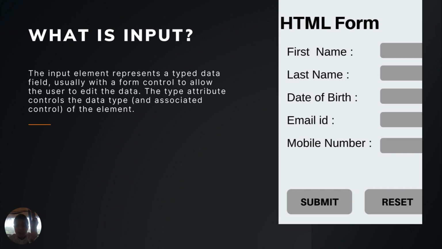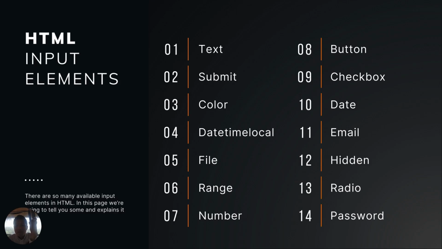So what is an input element? An input element represents a typed data field, usually with a form control to allow the user to edit the data. The type attribute controls the data type and associated control of the element. So yeah, there are so many HTML input elements, but here I'm only going to discuss 14 input elements.